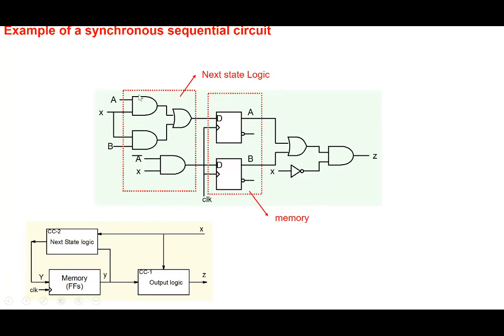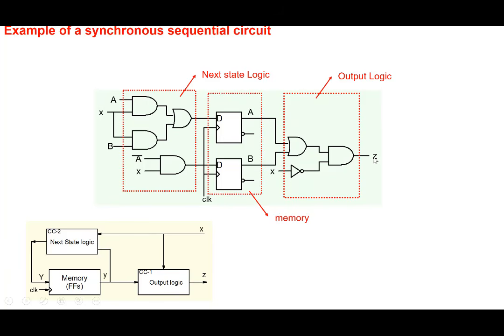X is the input here. This is the next state logic, our combinational circuit 2 here. It is generating the inputs for the flip-flops. So when the next clock cycle comes, whatever is present on these two lines will go to the output here, and the state of the system will get updated, right? So this is the next state logic. And this part is the output logic here.